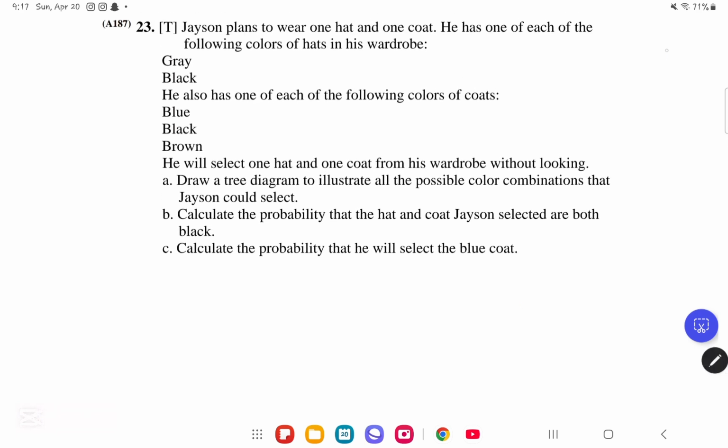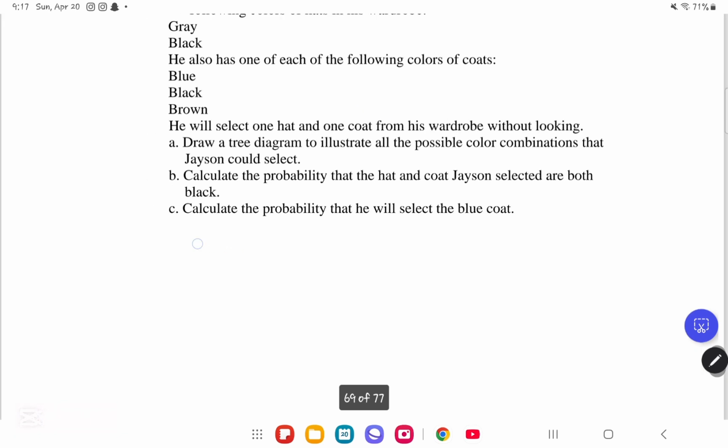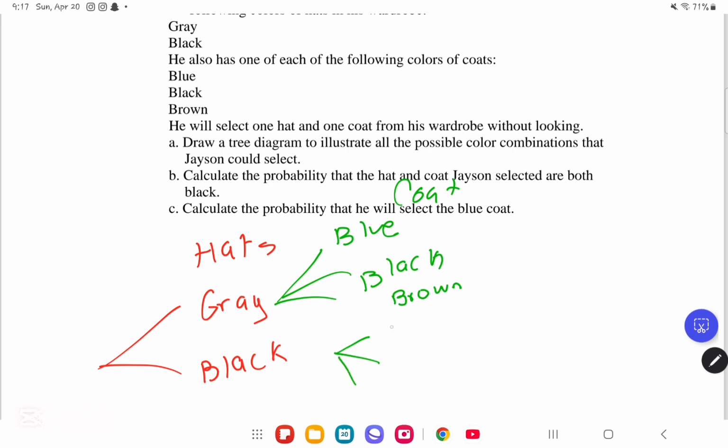So let us see. If we did it like this, let us say this is Jason, and he has his hats over here. He can either select a gray hat or a black hat. Now, if he selects the gray hat, he can choose the blue or the black or the brown coat. Same thing, if he chooses the black hat, he can choose the blue or the black or the brown coat.